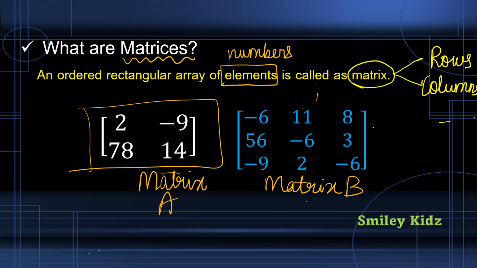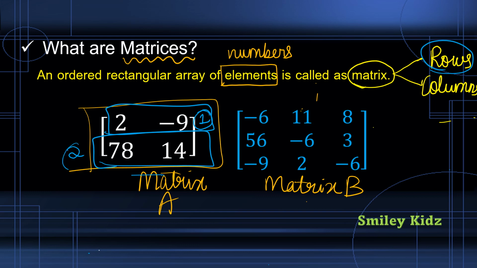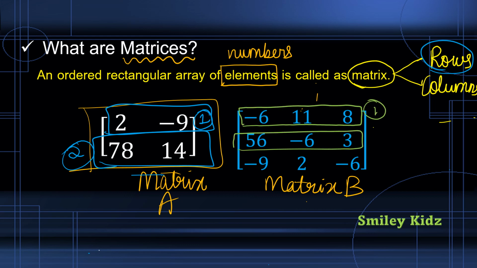Now, if you're wondering what rows and columns are, well, rows are horizontals. Now 2 and minus 9, they are row 1. 78 and 14, it is row 2. Are we getting it? And then when we go on to matrix B, minus 6, 11, 8 is row 1. 56, minus 6 and 3 is row 2, and so on. That is called a row.